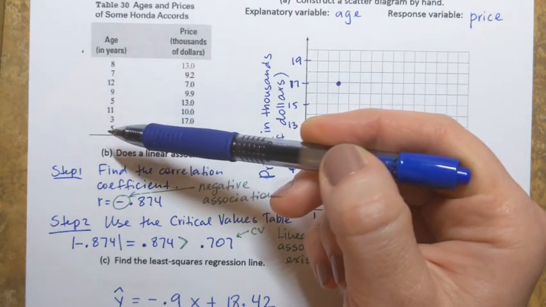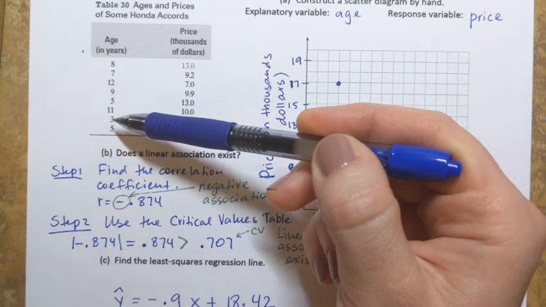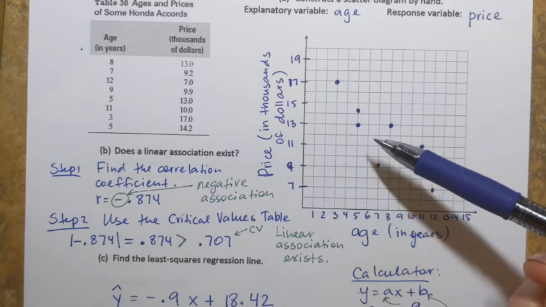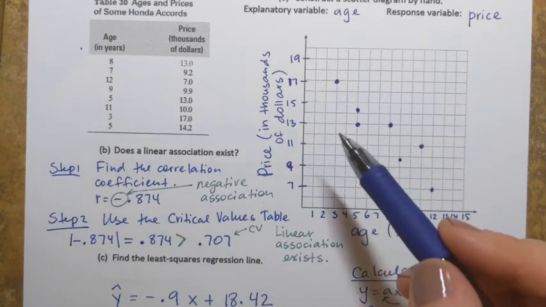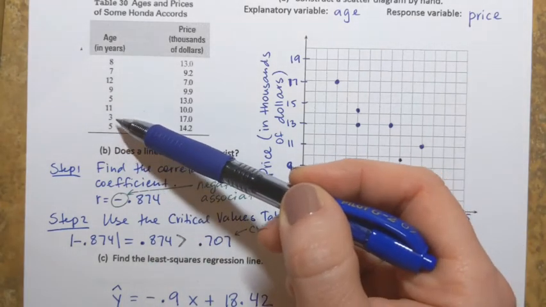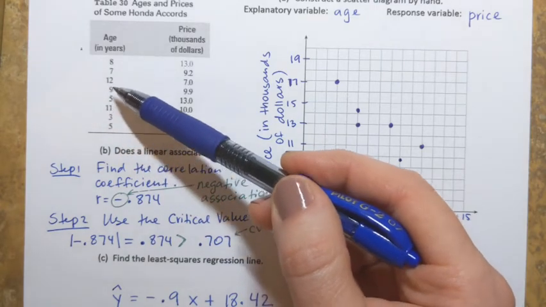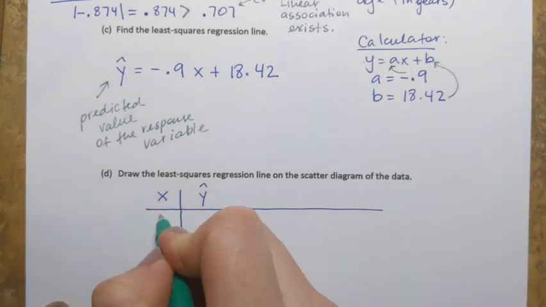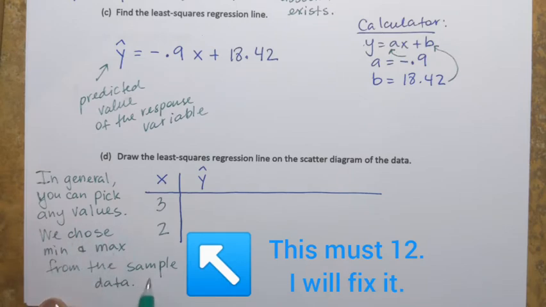What I find the best is to use actually values from the table, and specifically I pick the smallest and the highest, because I don't want those 2 points to be too close to each other, because then there's a good chance of shifting the line a little bit when you graph it. But when 2 points are far away, then you graph the line more precisely. Okay, so the smallest value is 3, the highest is 12. That's what I'll use. But again, you can use any values that are not even listed here. So 3 and 12. I added the note here that in general you can pick any values. We chose min and max from the sample data.